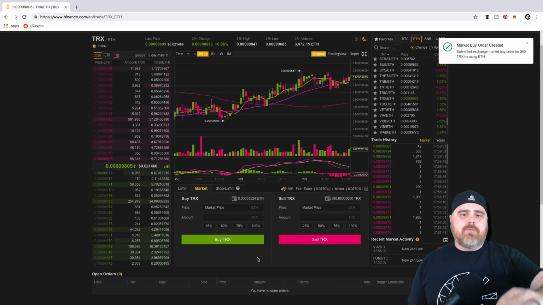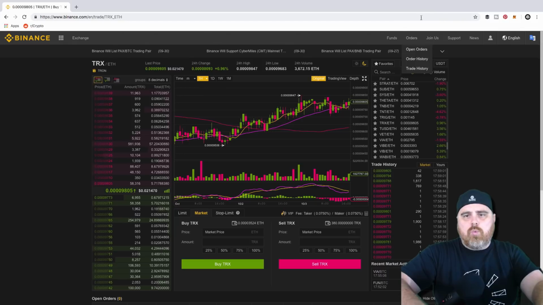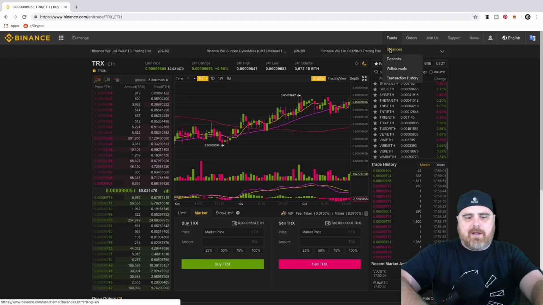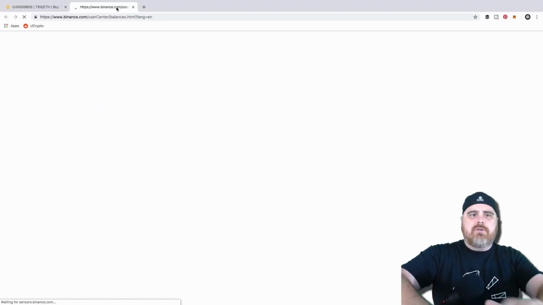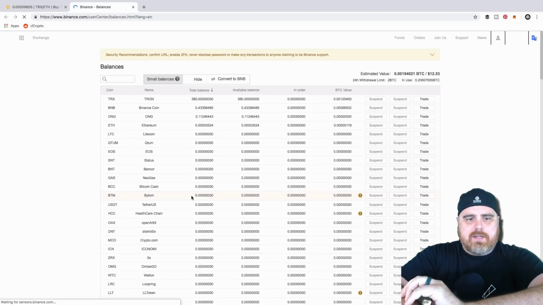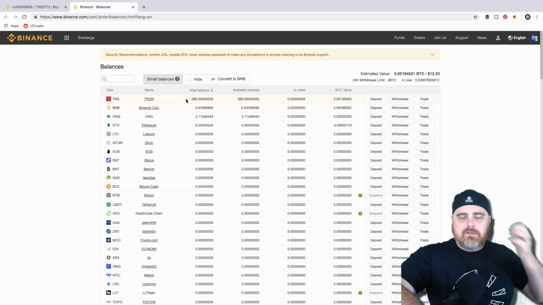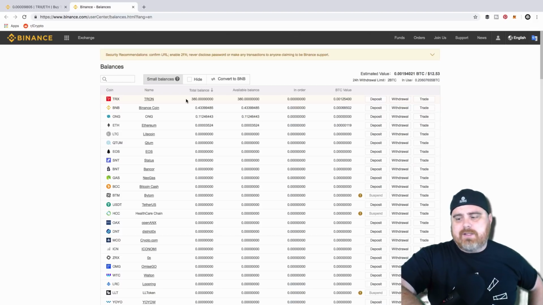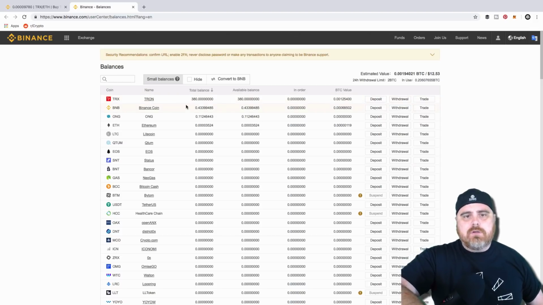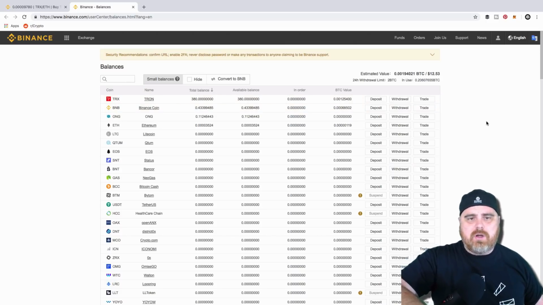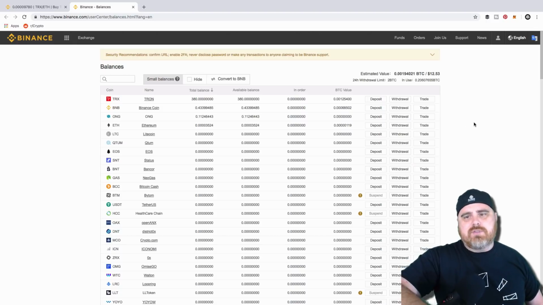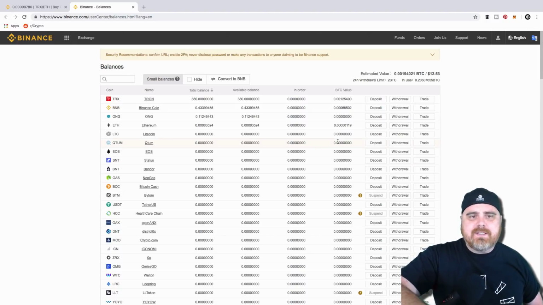So now I can go back to my wallet. So I go here to funds and go to balances. I'm going to hit command to open a new tab. And as you guys will see, it will be Tron right there, 380. It charged me, it looked like 1 Tron to do the transaction. So that's why I have 380 instead of 381. Not exactly sure why that happened, but not a huge deal. We're talking about a couple pennies. So I now have the Tron in there.